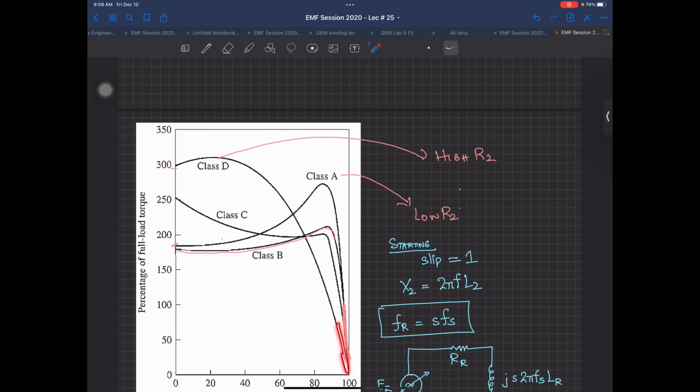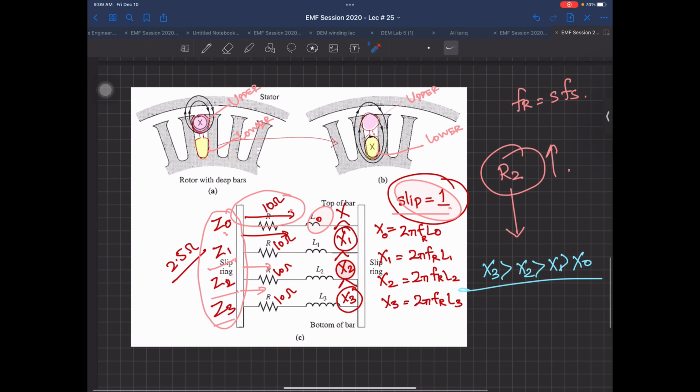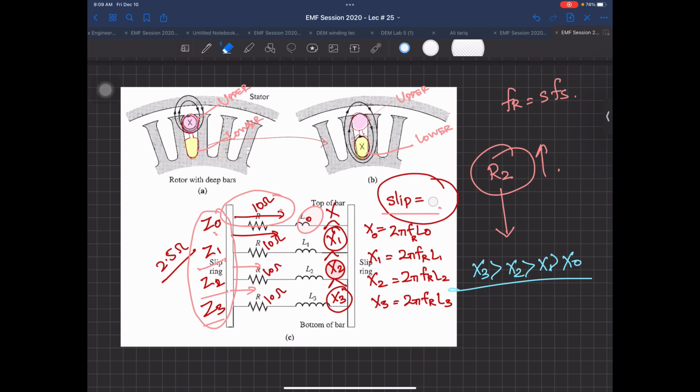Now coming to this region where the machine is going to work in low slip. When you are in the low slip region, the slip becomes something like 0.04, or 0.02, or 0.08. Now the difference in these X0, X1, X2 and X3 is going to be very small.